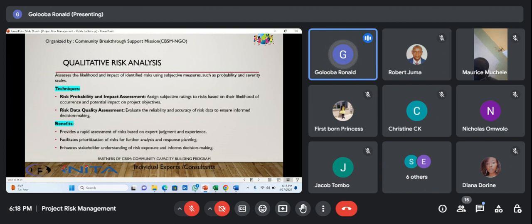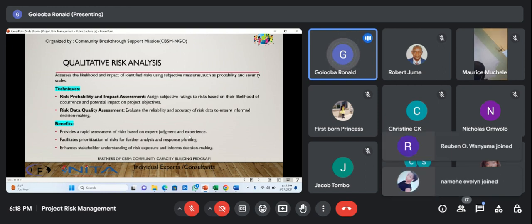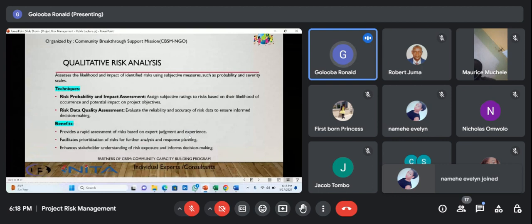So, qualitative risk analysis. This assesses the likelihood and impact of the identified risks using subjective measures such as probability and severity scales. So the techniques used here, we have risk probability and impact assessment. And here you assign subjective ratings to risks based on their likelihood of occurrence and potential impact on project objectives, like the one we saw in the checklist.